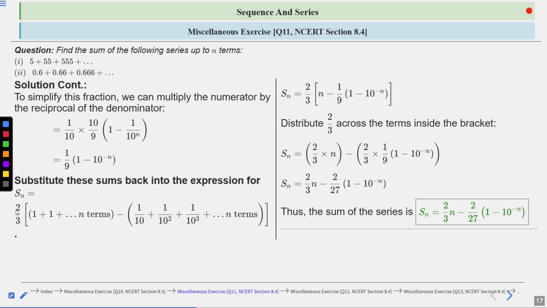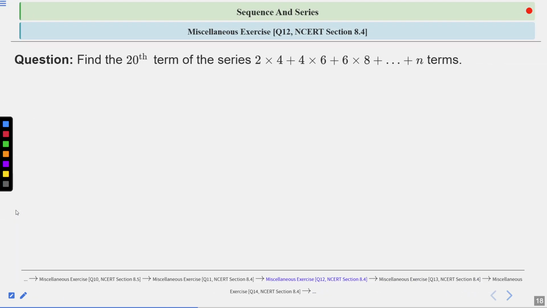Okay, let us move to the next question. Next question is question number 12, which says find the 20th term of the series 2 into 4 plus 4 into 6 plus 6 into 8 up to n terms, right? Okay, you have 1 minute to solve or think about this question. After that, we'll move to the solution part.